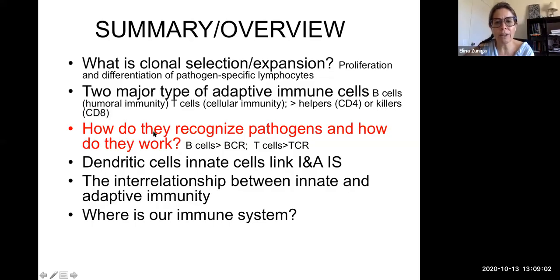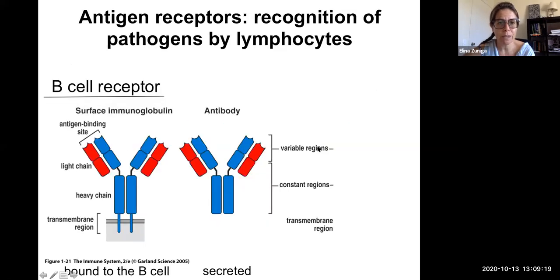So now, how do they recognize pathogens and how do they work? We will learn that the B cells recognize pathogens via the BCR, or B cell receptor, and the T cells recognize pathogens via the TCR, or T cell receptor. And so let's learn first how the B cell receptor works.